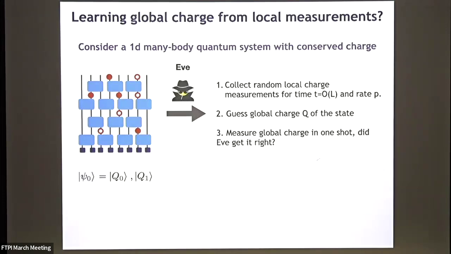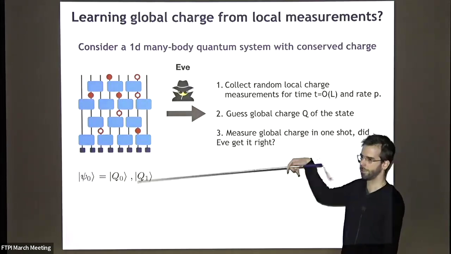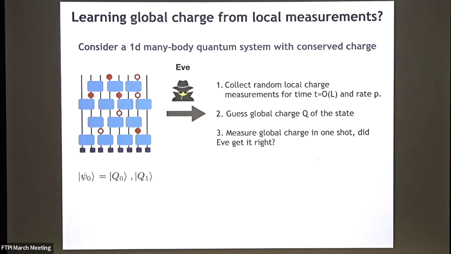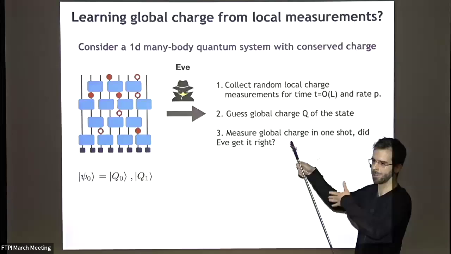Now Eve's goal. You do this for a timescale of order L, where L is the number of qubits. And the question is whether that information is enough to tell you which initial state it was. So it's a well-defined problem, I hope you'll all agree. It's pretty simple. You have this partial information, space-time snapshots of what the charges are. Is that enough to tell you whether you had half filling or half filling plus one particle?